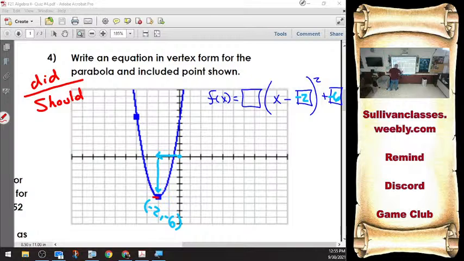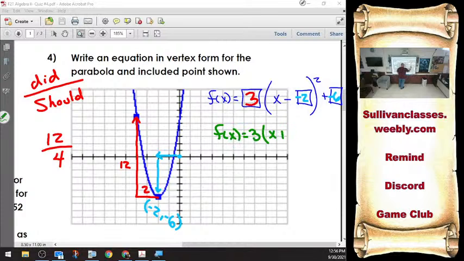So this goes left 2 and up, oh boy, 1, 2, 3, 4, 5, 6, 7, 8, 9, 10, 11, 12. Okay. So if I went left 2 and up 12, normally when I go left 2, how far do I head up? 4. I went up 12. So 12 out of 4 is 3. Make sure you write the final form. F of x is 3 times the quantity x plus 2 squared minus 6.